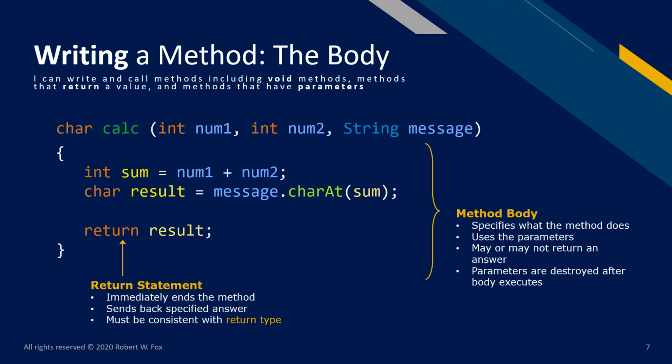One last thing to mention about the method body is that all of the variables that are created here, so that would include sum and result, and actually the parameters as well, num1, num2, and message, are really temporary variables. When the method is called, these variables will be created, they'll come into existence, and when the method ends, these variables will all be destroyed. So really, the variables that you create in a method can only be used inside of that method.